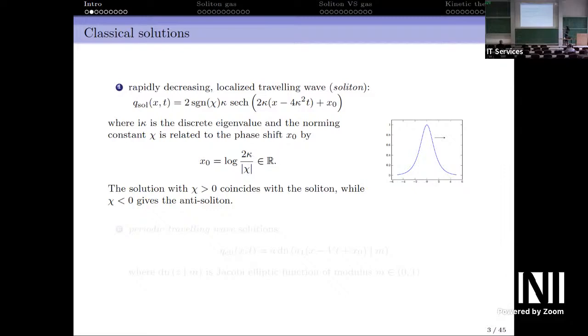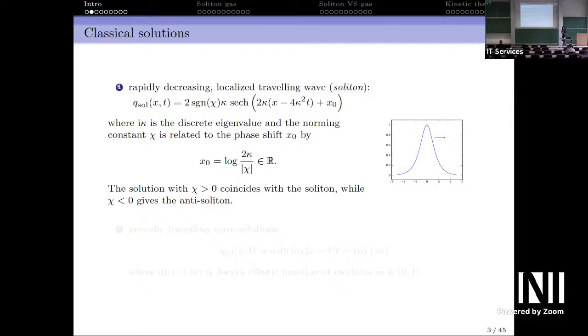What is interesting here is that we can have positive bumps, those are the solitons, or negative bumps if the sign of chi is negative, so we have troughs, and these are called anti-solitons. So we can have both cases, unlike the KdV case, where we only have one direction of the solitons. This x naught is just a phase shift that is related to the spectral data in this logarithmic form. The moving direction of both the soliton and anti-soliton is always towards the right, like it was in the KdV case.